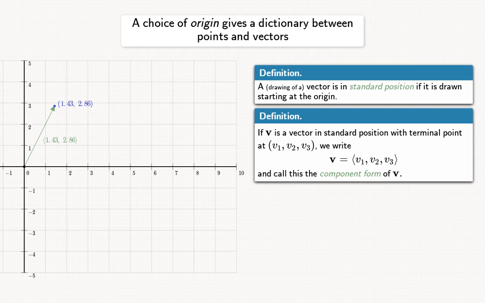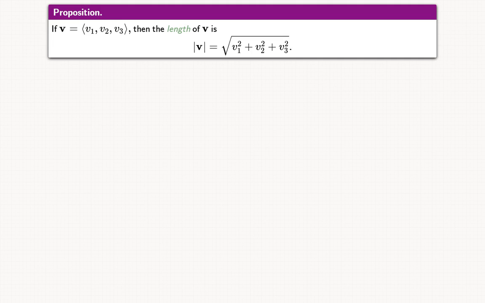One thing this component form is useful for is lengths. So if the component form of V is V1, V2, V3, then by the formula, the Pythagorean theorem that we've already worked out in 3 dimensions, the length of this vector will be square root of V1 squared plus V2 squared plus V3 squared. So the sum of the squares of its components and then square root that.